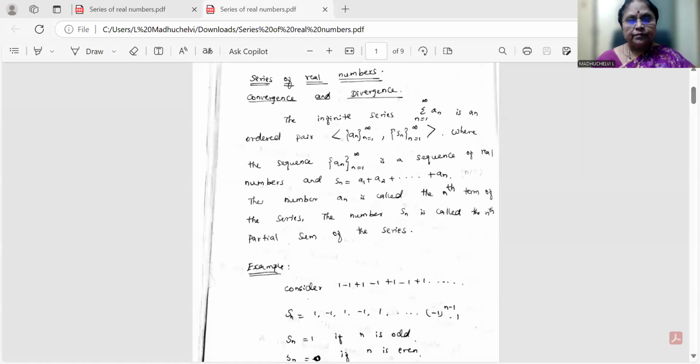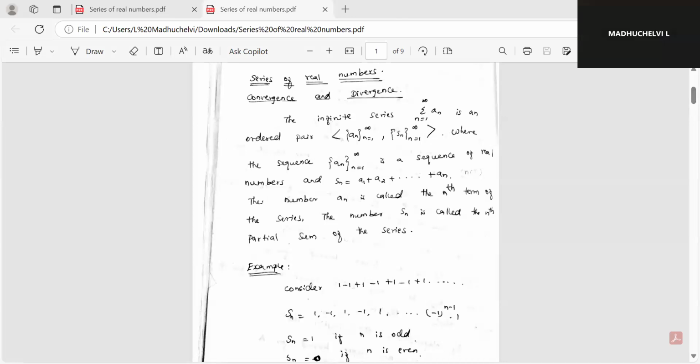In this session, let us discuss the series of real numbers and its applications. Series of real numbers. First, let us see the definition of series.